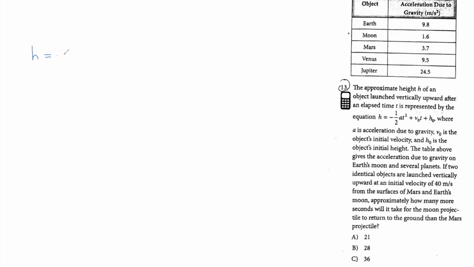In question 13, we have a formula. h is equal to minus 1 over 2 a t squared plus v0 t plus h0. Let's see what these a, v0, and h0 are.